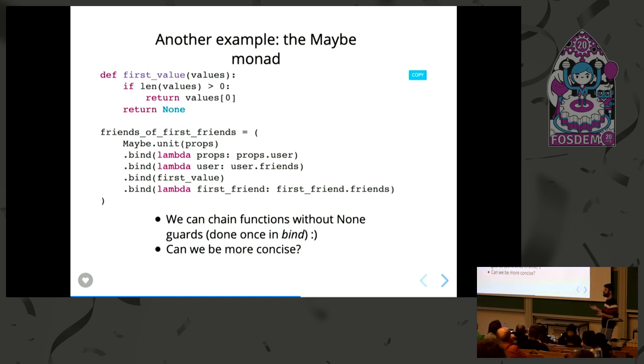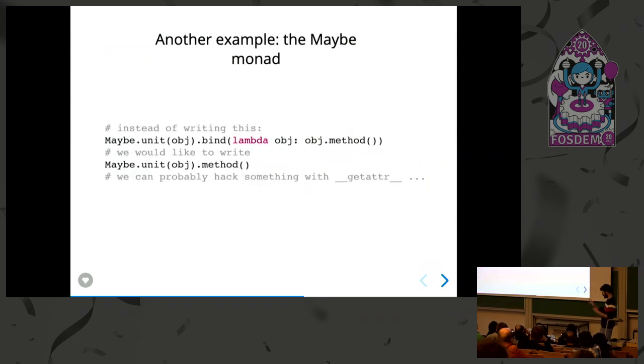Is there a way that we can be more concise? And yes, we can, by using the dynamics of Python. So very quickly, because I think I'm lacking time. The idea is that instead of doing bind of lambda object method, what I really want to do is maybe unit dot method. This could be more compact. A natural idea that we can have here is to use the getattr magic method.